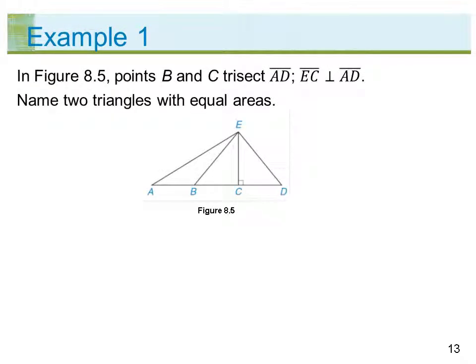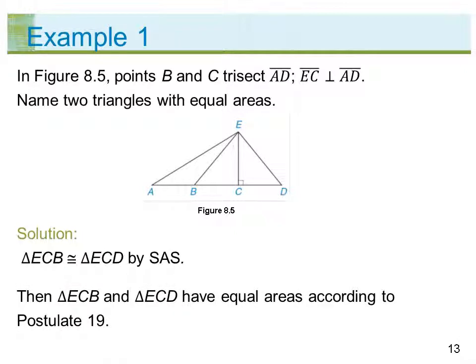In figure 8.5, points B and C trisect segment AD. Segment EC is perpendicular to segment AD. Name two triangles with equal areas. Solution. Triangle ECB is congruent to triangle ECD by side angle side. Then, triangle ECB and triangle ECD have equal areas according to postulate 19.